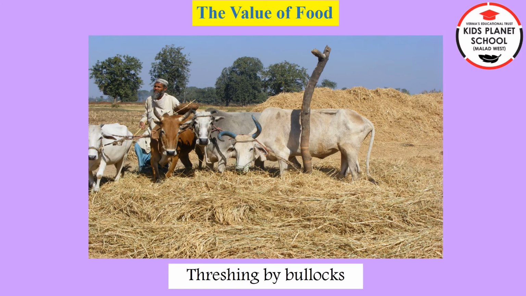When there are no machines, bullocks do the threshing. A round space is cleared in the field and a threshing floor is prepared. A post is erected at the center. A bamboo or a stick is placed in a standing position. Then, bullocks are tied to it.